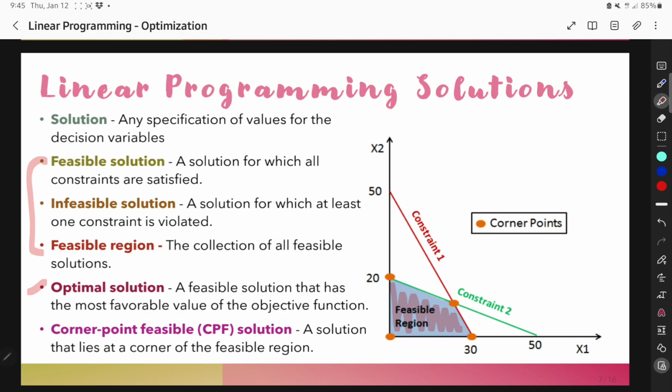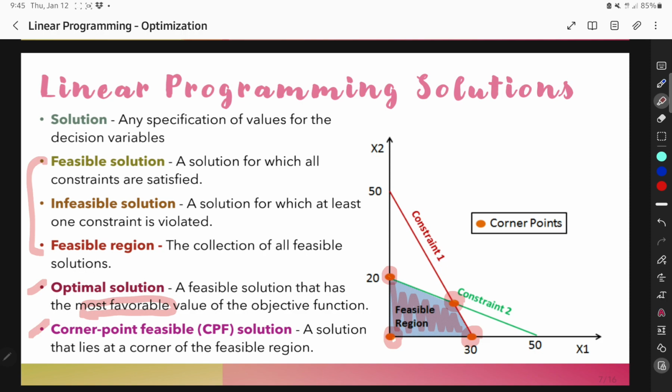Okay, so this is our solution, no, a feasible solution. So it satisfies all the constraints, values of your x and y, but of course with the most favorable values in our objective function that would give you the best answer. Okay, but to identify that optimal solution, we have the corner point feasible solution. Usually, optimal solutions are located at the corner points. So in this graph here, it should be any of these points. So these are your corner points.